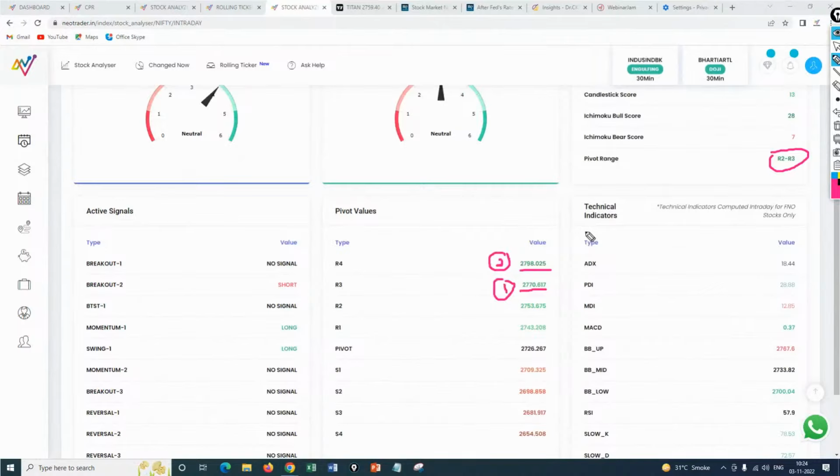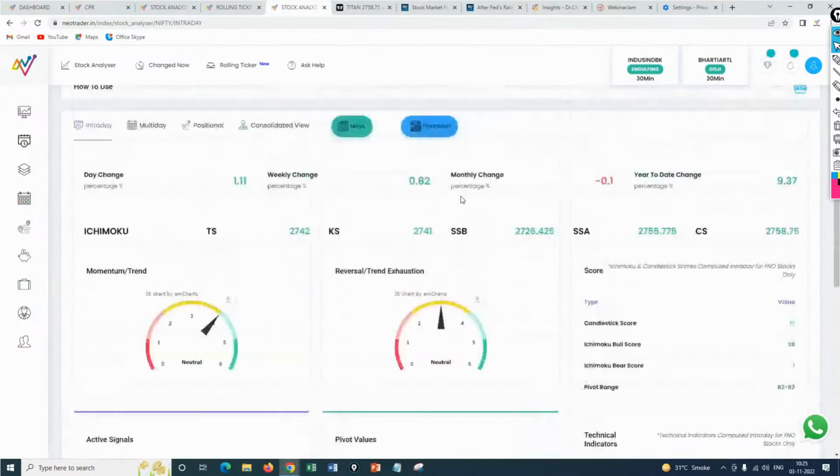That is one technique to find out. Next, if you want to target even higher than this 2798, if you want to find a target above that, what you do is go to this page, multi-day.